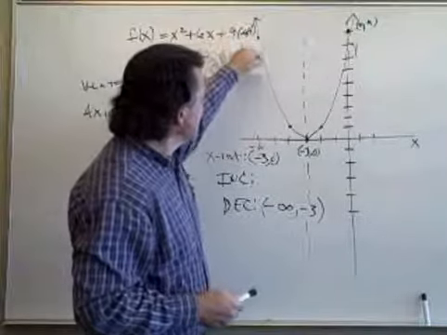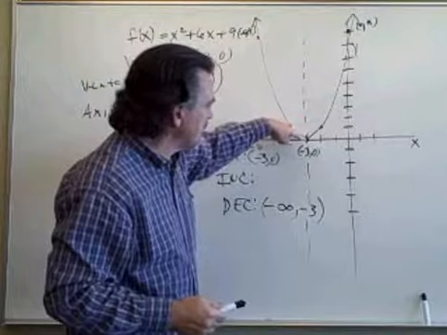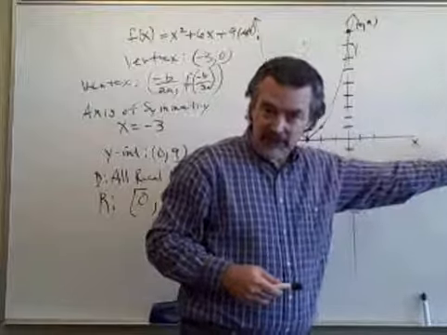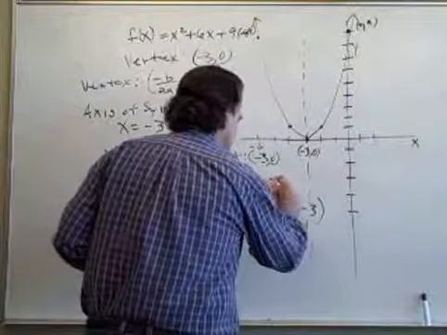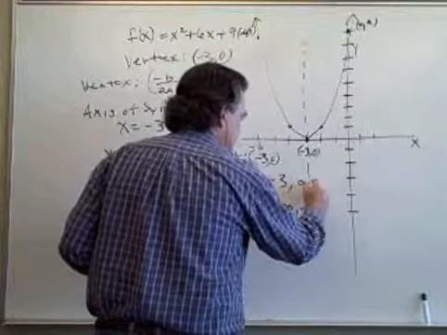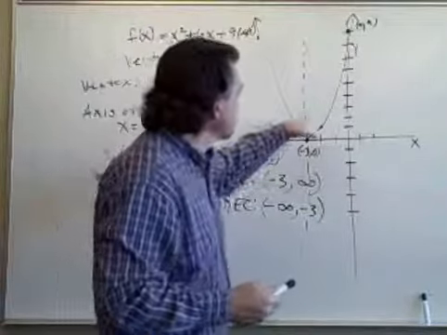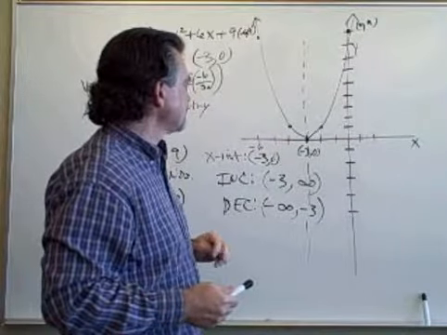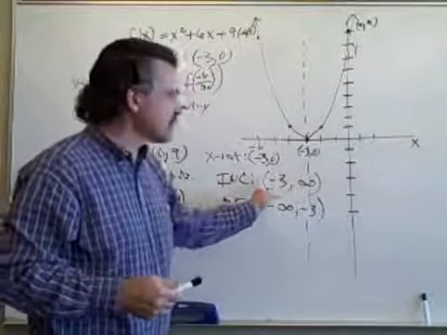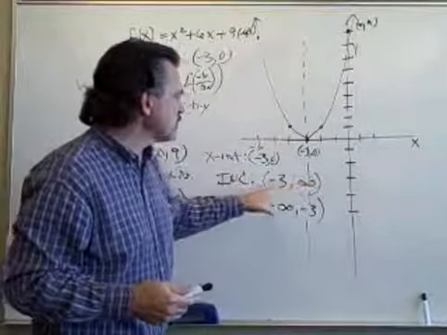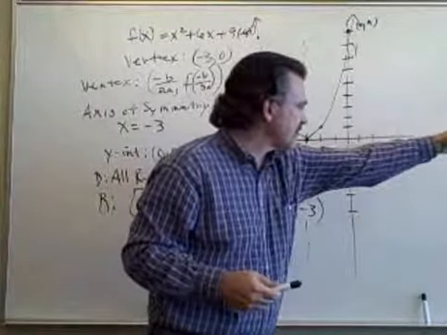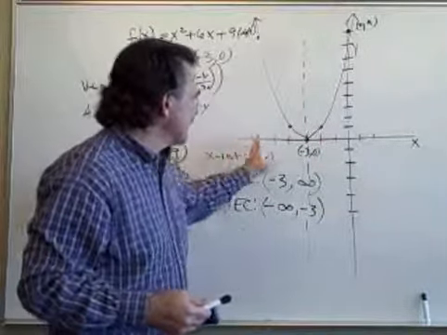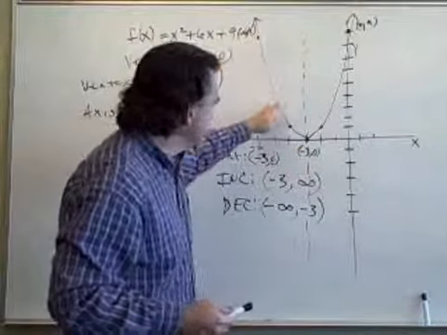The function's getting less and less and less, and then it turns at -3, and as we continue on with x's that increase out to positive infinity, as the x's increase from -3 to positive infinity, the function's values are going up towards positive infinity. So across this interval from -3 to infinity for the x's, the function's going up. From negative infinity to -3, the function is coming down.